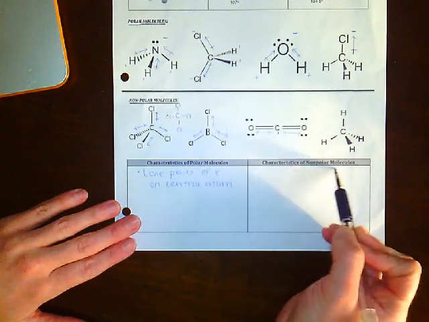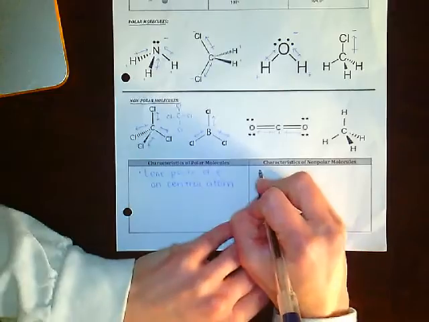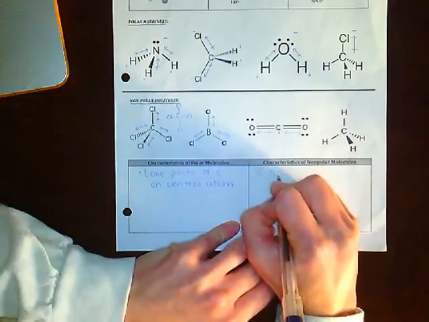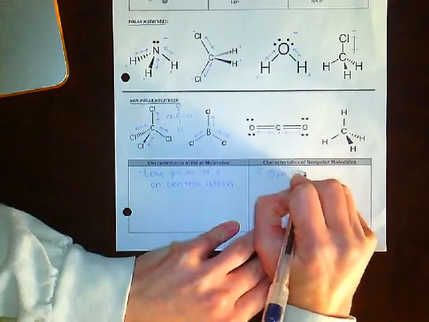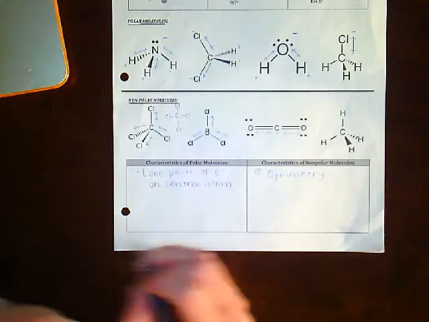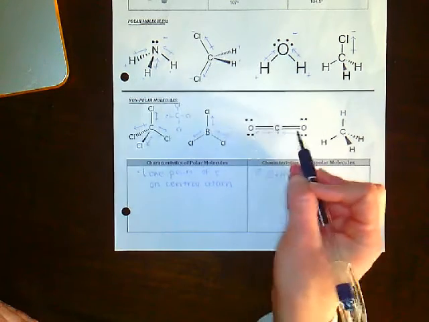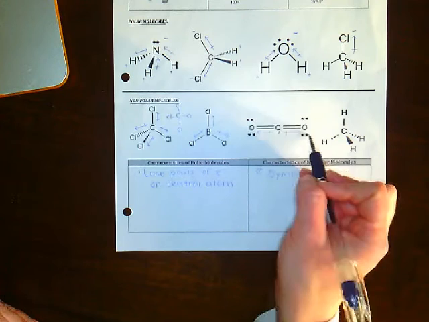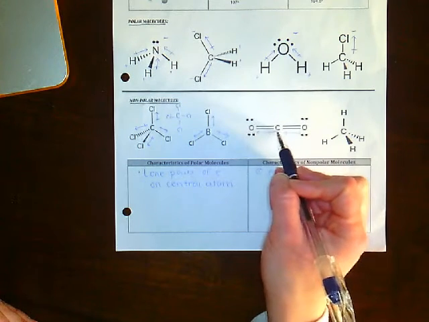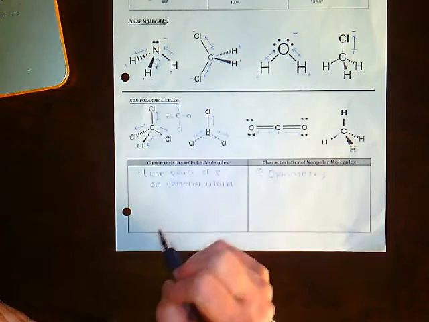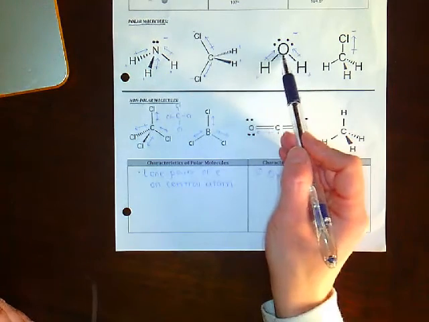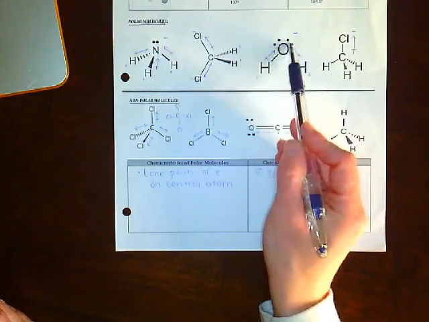However, down here, you definitely have symmetry. And so characteristics of nonpolar molecules, one of the very first ones is going to be that symmetry. And second thing, no lone pairs on that central atom. Notice that I'm saying central atom because when you look at this, you see lone pairs of electrons that are not bonded. However, it's the lone pairs of electrons on the central atom that we care about.